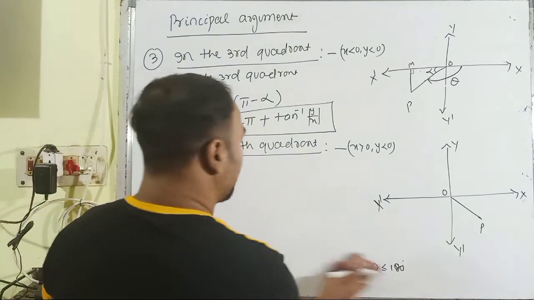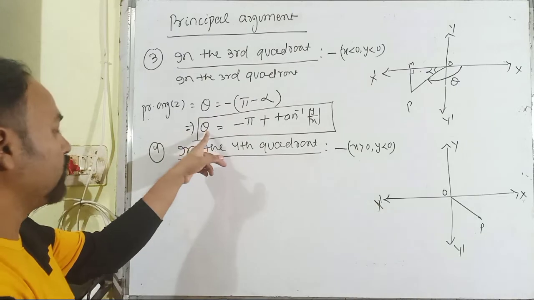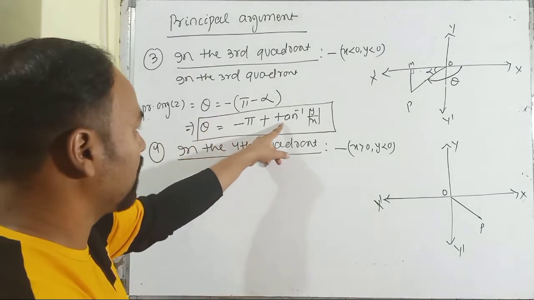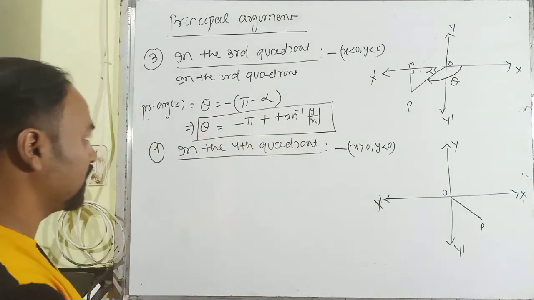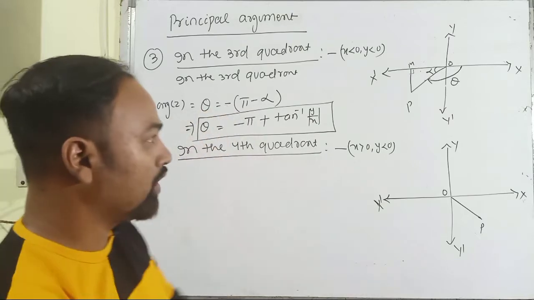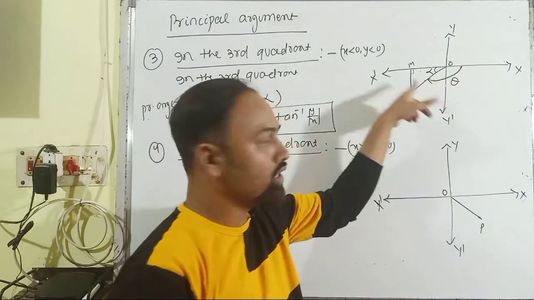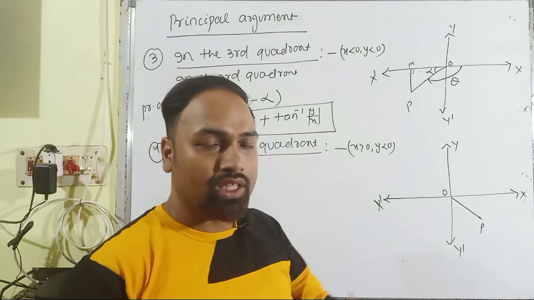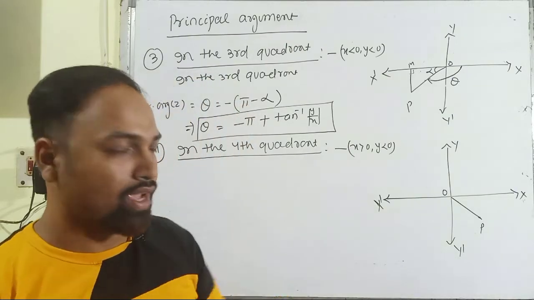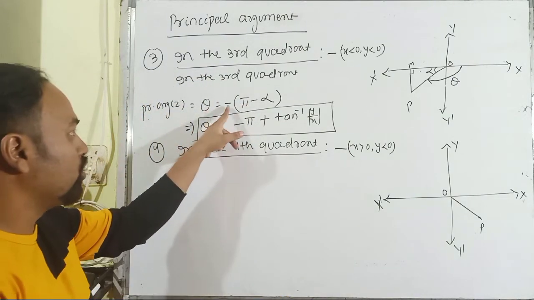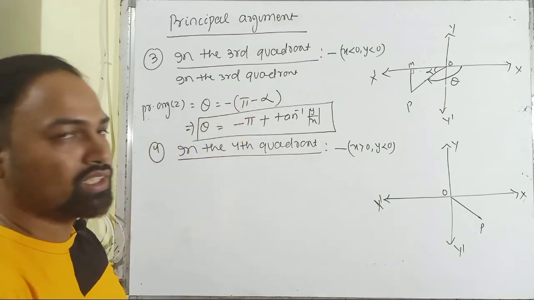So in the third quadrant, the principal argument of z, theta, is equal to minus pi plus tan inverse modulus of y upon x. Why is the negative sign here? Because we have measured theta in the clockwise direction. If any angle is measured in the clockwise direction, then it is a negative angle. So theta is equal to negative of pi minus alpha.